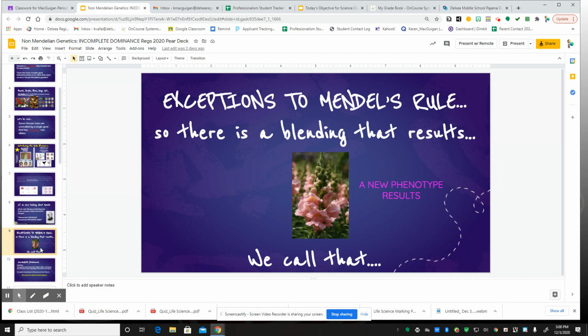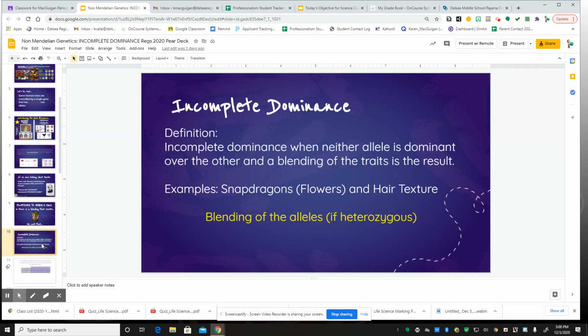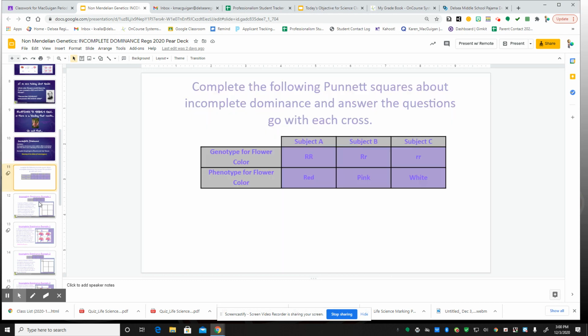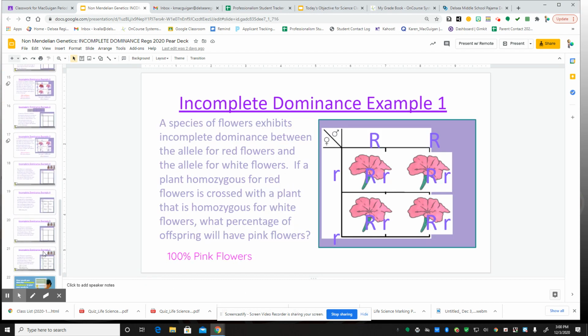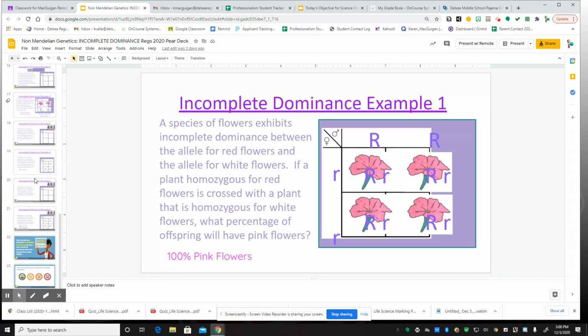Basically, incomplete dominance, if you look at this definition, is when neither allele is dominant over the other and a blending of the traits results. The two classic examples of this are snapdragons, which is a type of flower, and hair texture. I set up the problems for you. We're going to do a couple of Punnett square crosses with that and reveal the answers as well. And then we'll check in on you by the end of the period today, or by the time you're done with the lesson, to see if you understand incomplete dominance.